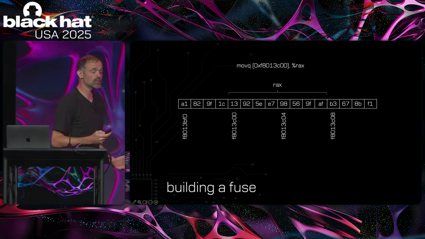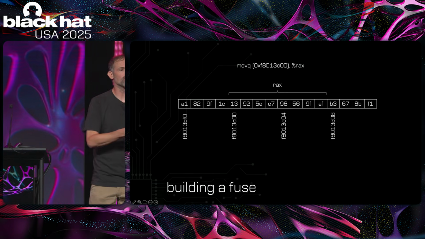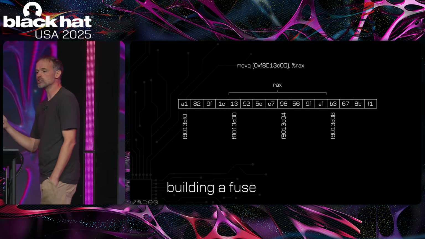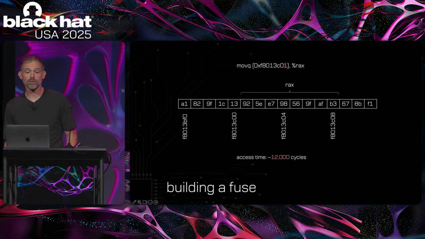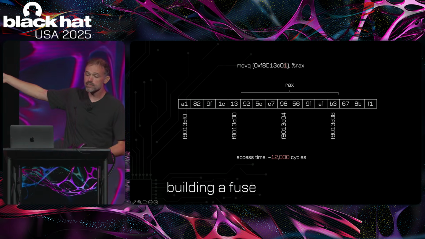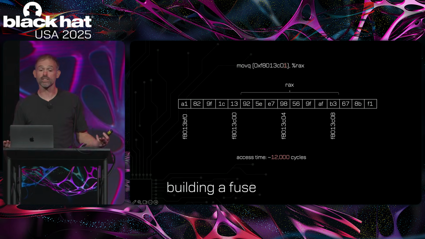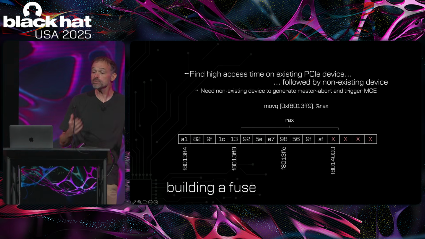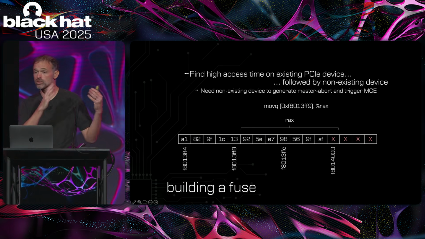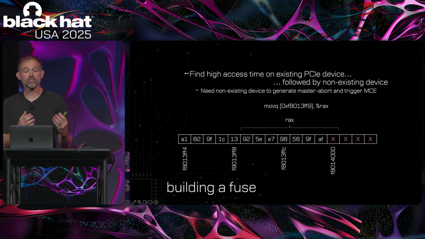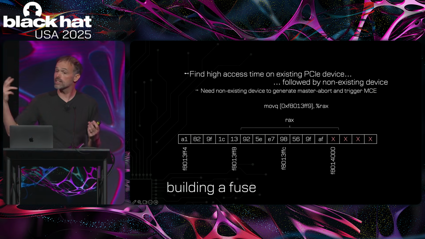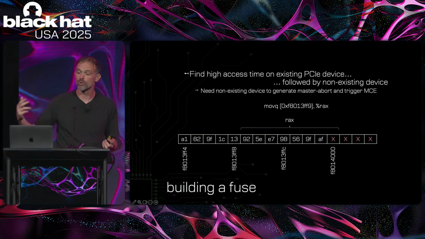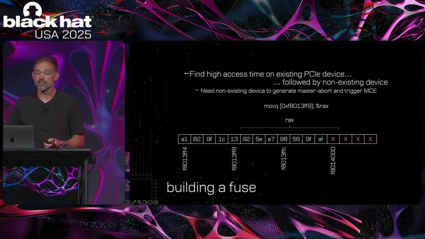That sounds awesome. Let's see what kind of undefined behavior we get when we violate the alignment requirements. So this is what this would normally look like. We're aligned to a 4-byte boundary. And if we shift that over 1 byte, we're no longer aligned, but our access time goes dramatically up. We get up to 12,000 cycles. And I think this means that we're really close. So we've got an instruction that takes long enough. All we need to do then is find a high access time on the PCIe device, followed by some sort of non-existing device that's going to cause the master abort. And that master abort gets translated into the MCE.